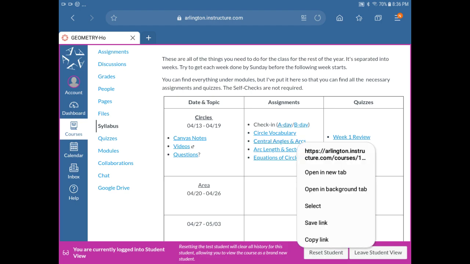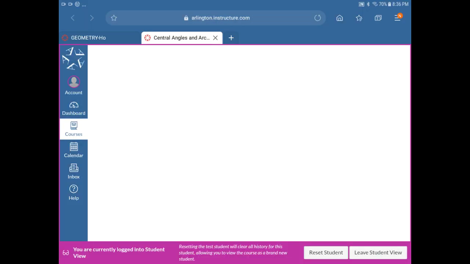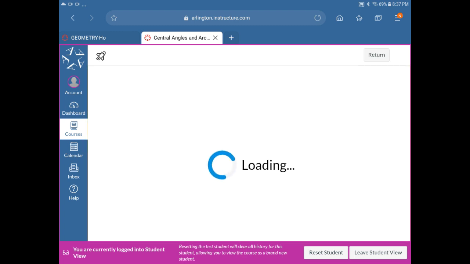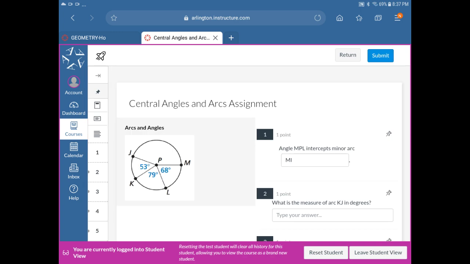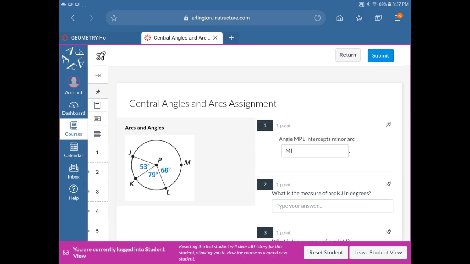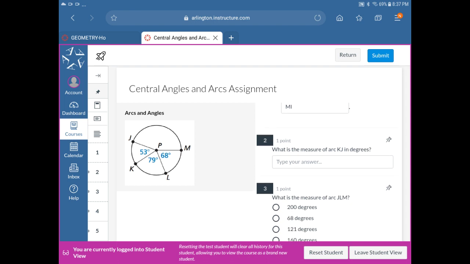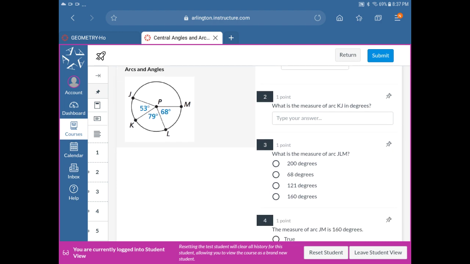Central angles and arcs. Some of you started this one already. I forgot to make multiple attempts, so if you did not do well on it, it should be opened up where you can do it again. I might have done some of these examples already too. Yeah, I did. MPL is this wedge here that goes from M to P to L, and the mouth of that angle is ML. That's a lowercase l right there. Arc KJ is 53. For JLM, J to L to M, you'd have to add these three up, so it's going to be 53 plus 79 plus 68.